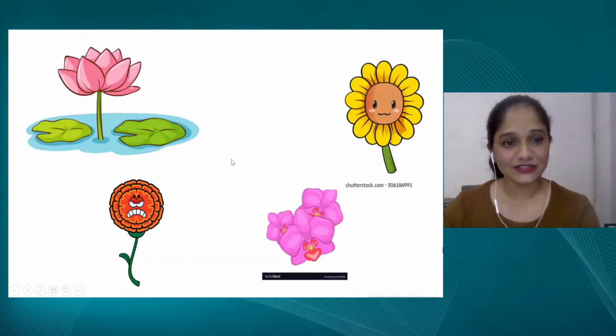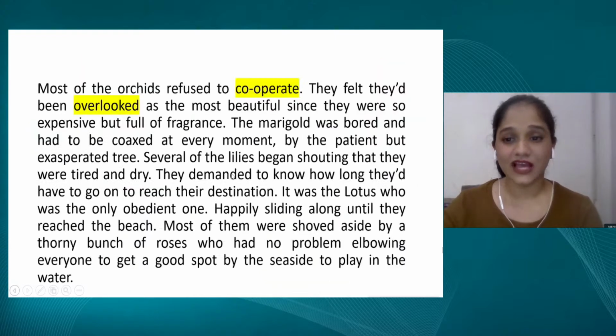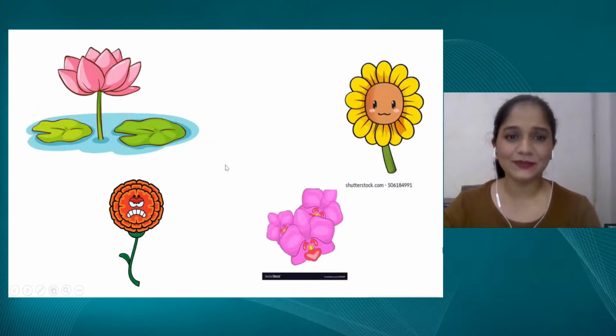Okay. And here we can actually see a picture of the different types of flowers. The lotus, the marigold, an orchid, and a sunflower. But I really want to know, why is Marigold looking angry? Well, as you can see here, he was a little bit bored, and he had to be coaxed at every moment. He's the kind. Every flower is different, like all people are different.